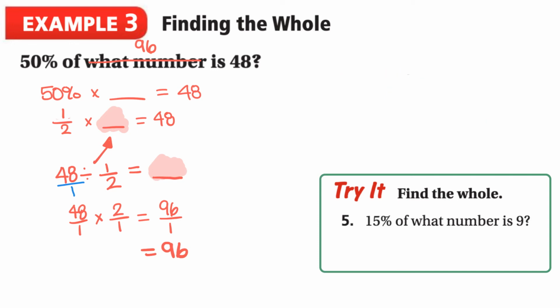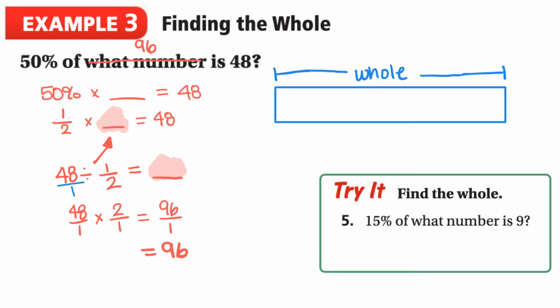Now we could have also solved this problem with a bar model. So here we have our bar that represents our whole. And since we have that 50%, and we know that 50% means that we can split our bar into two parts, so then this section here, which is 50%, is 48, and then we can label this other section 48 as well. So now we can see that our whole bar is 96.